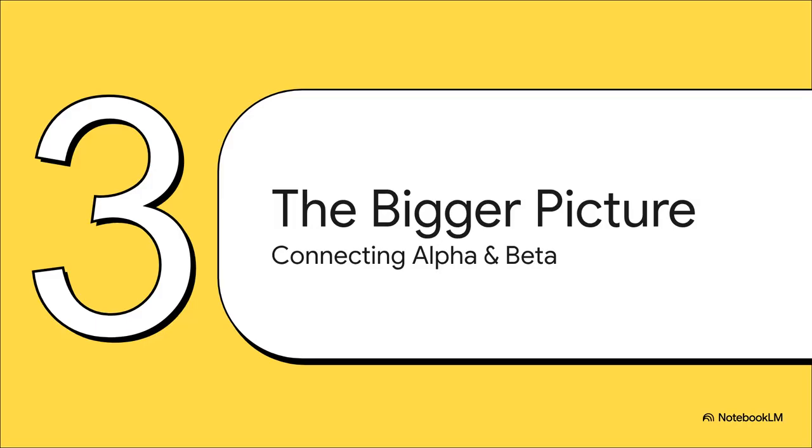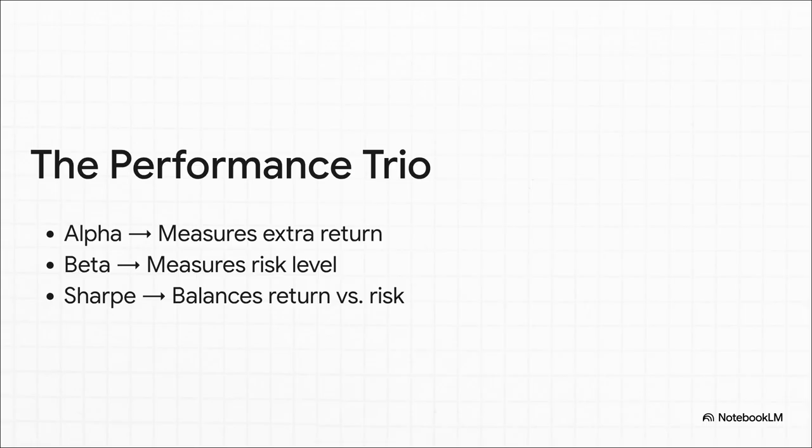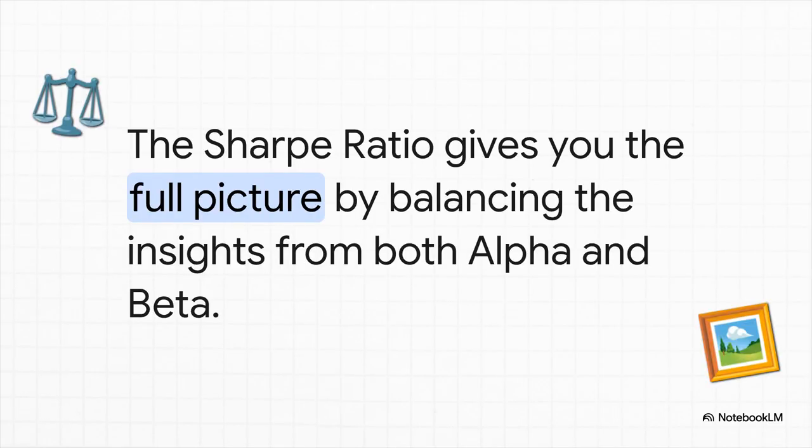So, speaking of the bigger picture, let's see where the Sharpe Ratio fits in with a couple of other key metrics you've probably heard of: alpha and beta. I like to think of them as a performance trio. You have alpha, which tells you about the fund's extra return, the outperformance. Then you have beta, which tells you its risk level or volatility. And then you have the Sharpe Ratio, which is like the master balancer, putting both return and risk into one elegant number. So, you could say that while alpha is focused on the performance and beta is focused on the risk, the Sharpe Ratio is what really gives you the full story. It brings together the insights from both, telling you if that performance was actually worth the risk you took to get it.